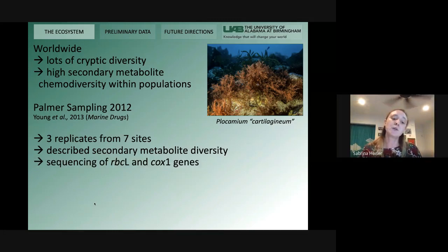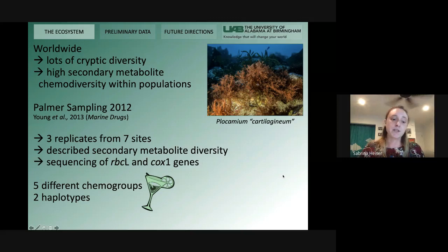And then they also sequenced the RBCL and the COX-1 genes in order to determine whether there's any cryptic species diversity going on. And what they found was a total of 5 different chemogroups. So a chemogroup is basically a unique mixture or a cocktail of secondary metabolites, because an individual doesn't just produce one defensive chemical, but a mixture of different chemicals as a defense. And throughout the rest of the talk, I'm going to color code the different chemogroups in order to visualize them.